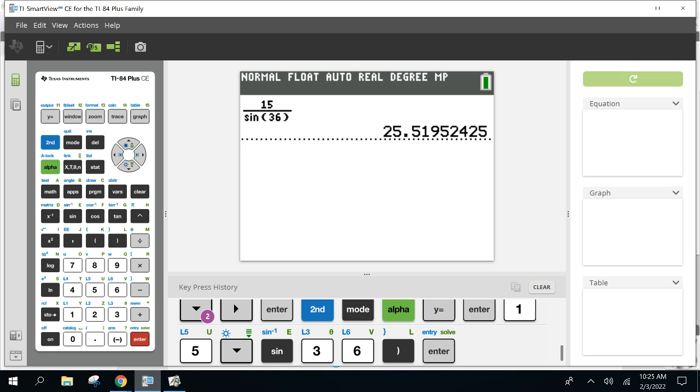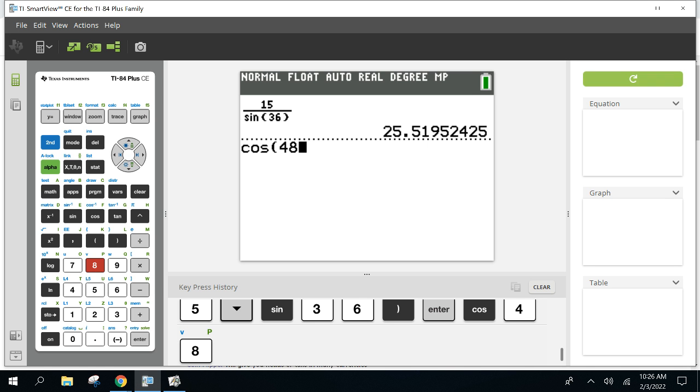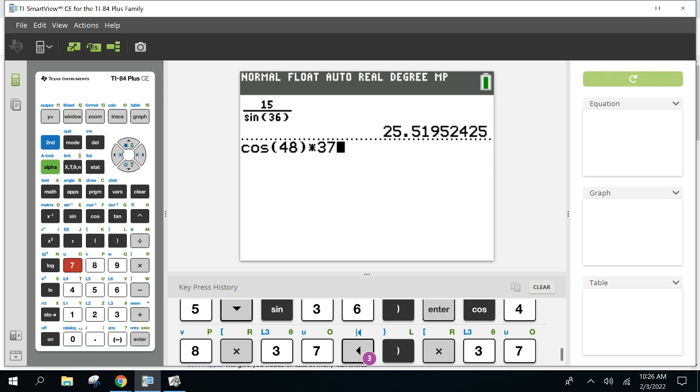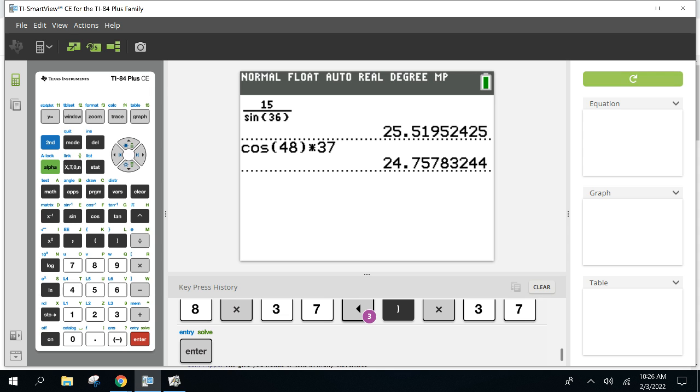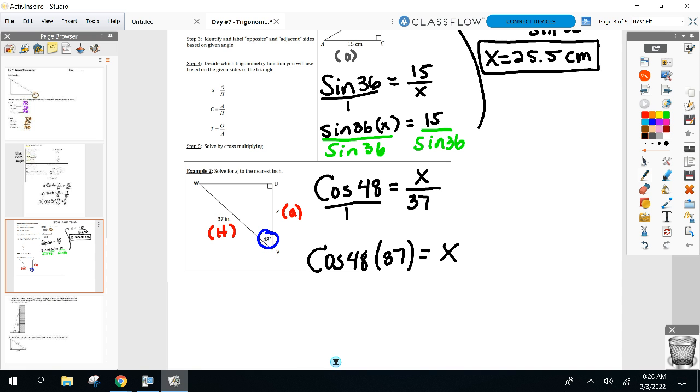A couple things when you type it in your calculator. Cosine of 48. You have to close it after that. Watch. If I do times 37, your calculator is going to think whatever 48 times 37 is, I'll take the cosine of it. No, I just want you to take the cosine of 48. So make sure you close that with parentheses. And there you go. Then round, nearest whole number. Nearest inch, so 25 inches, with units. Look good? Problems? All right.